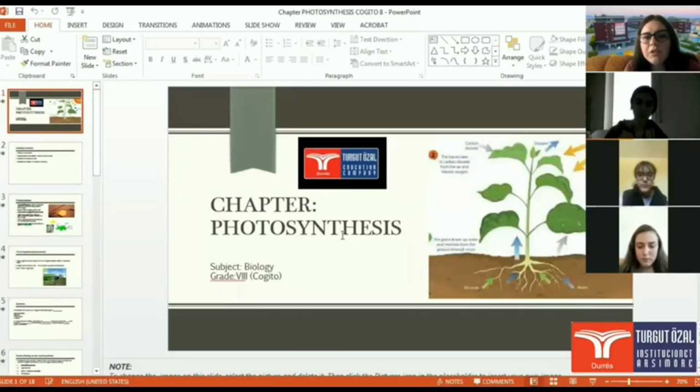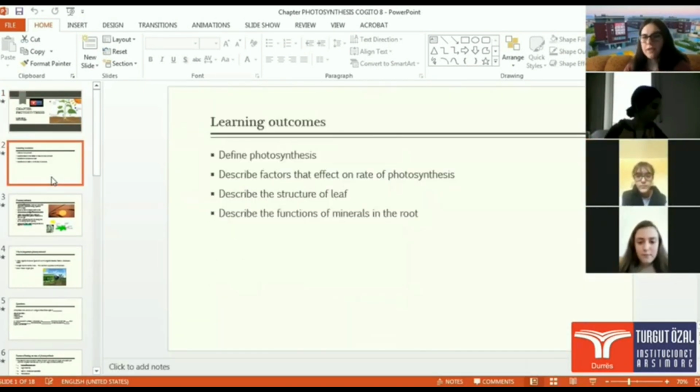Again, today we will take the chapter photosynthesis. In this chapter, we will learn to define photosynthesis. We will describe factors that affect the rate of photosynthesis. We'll describe the structure of leaves and describe the function of minerals in the root.